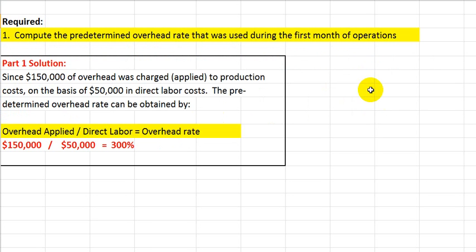Well, let's start with part one. In part one, we're going to compute the predetermined overhead rate. We know that $150,000 of overhead was charged or applied to production during that month, and that was based on the $50,000 in direct labor costs. So using the formula of overhead applied divided by the direct labor, we can come up with our rate. We know that 150 divided by 50,000 is going to be 300%. So our overhead application rate is 300%.